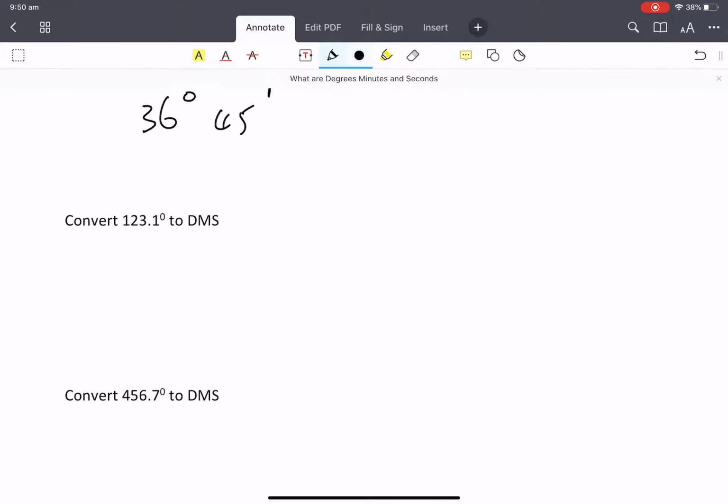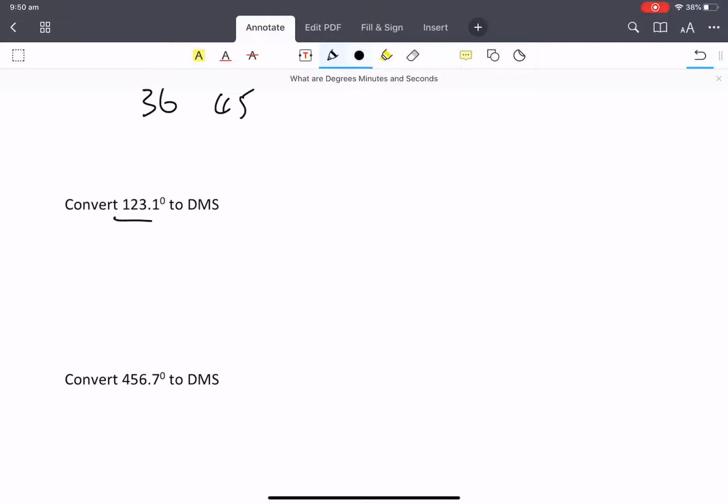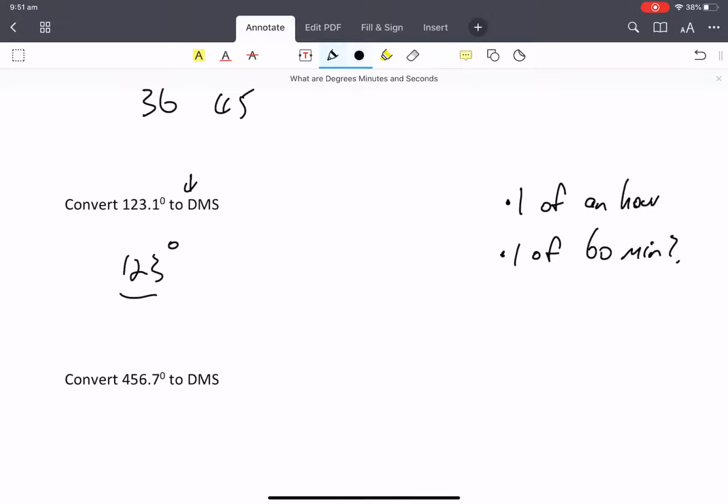How about 123.1? So again, can't do much about the 123 because it is degrees, and then I've got minutes and seconds. Okay, so it's 123 degrees, and it's 0.1 of an hour. Well, what's 0.1 of 60 minutes? That would be 6 minutes. So 123.1 is 123 degrees, 6 minutes. The single dash is clearly a minute.